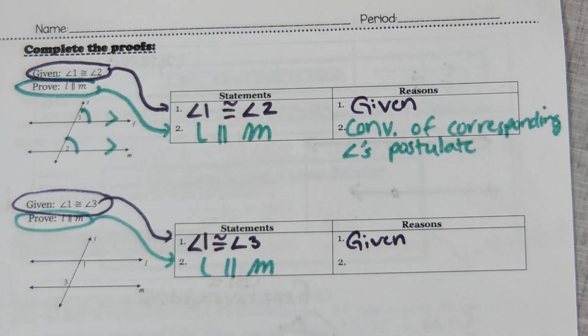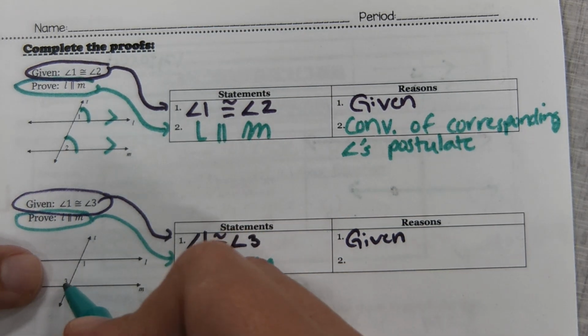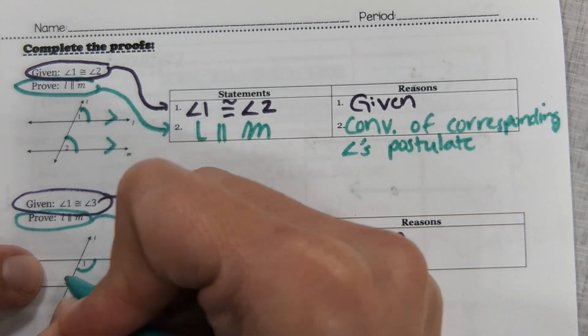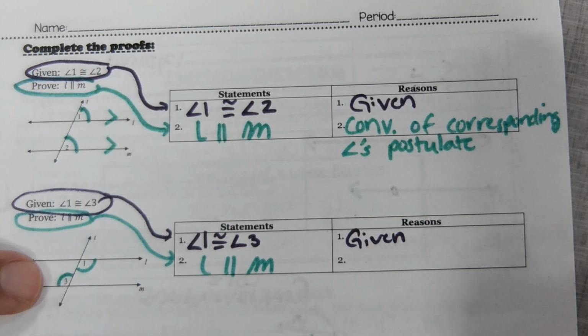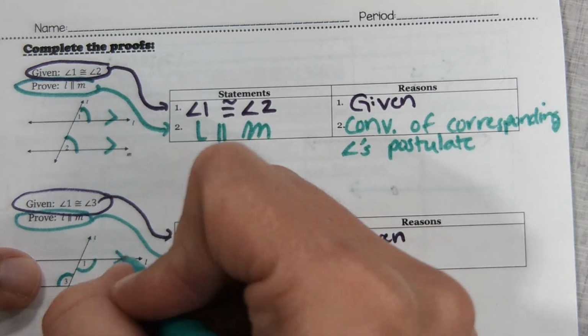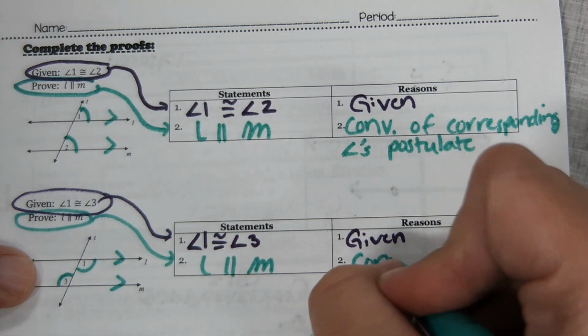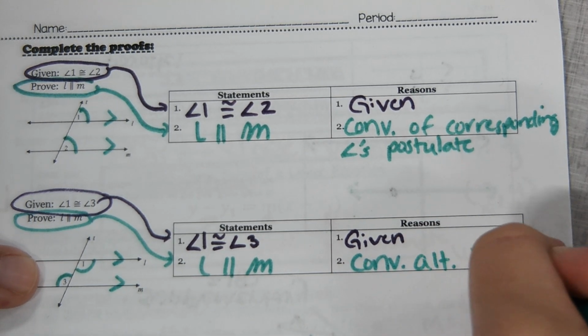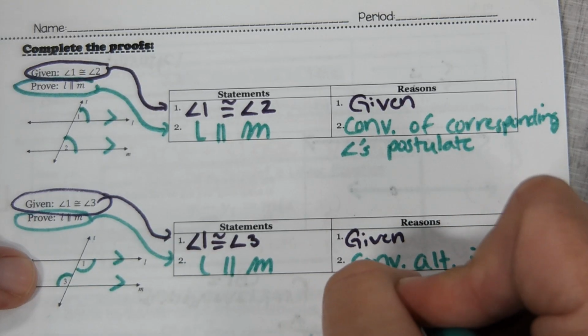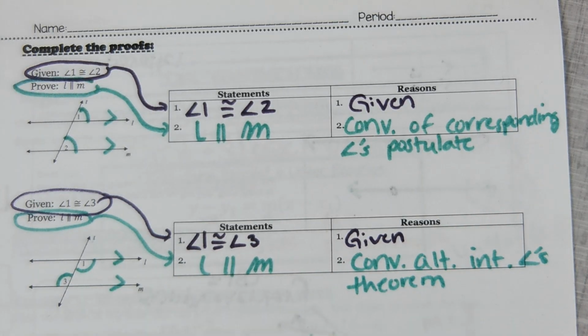Okay, so we have 1 and 3 right here. We need to recognize their relationship. 1 and 3 are alternate interior angles. If alternate interior angles are equal, then yes, the lines are parallel. So it would be the converse of alternate interior angles theorem.